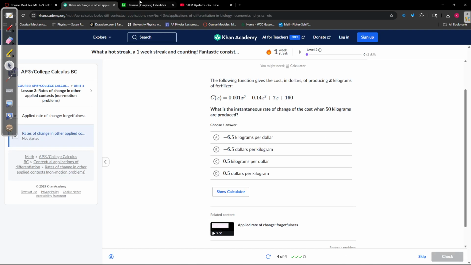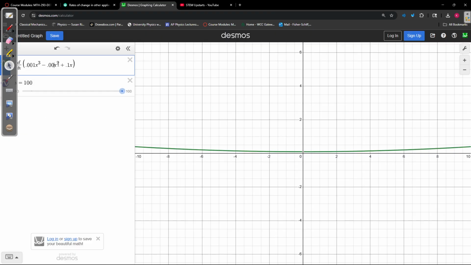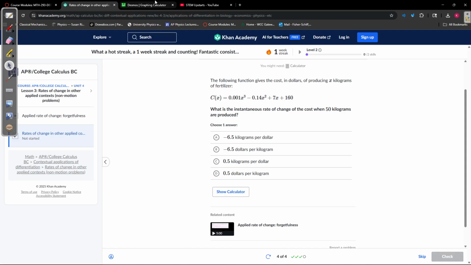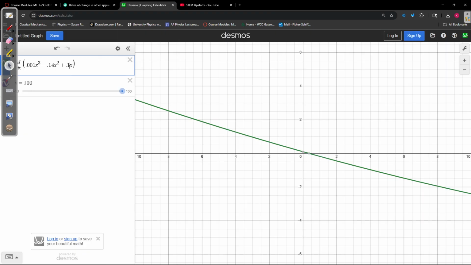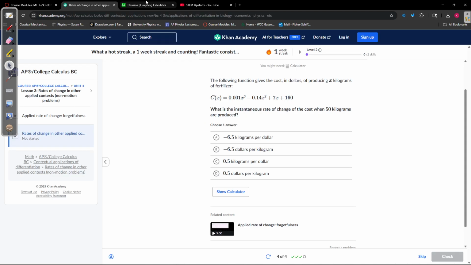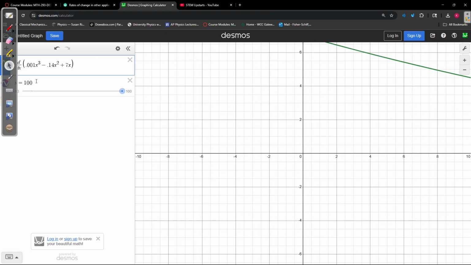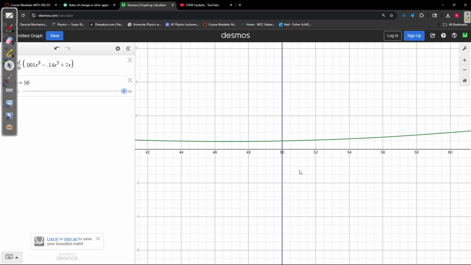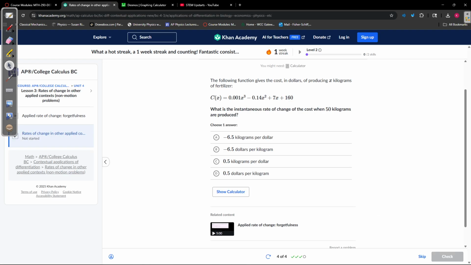0.001 x cubed minus 0.14 x squared plus 7x plus 160. And we're doing this when x equals 50. So what do we find? 0.5. So the answer is going to be, and remember, with respect to x is kilograms, so $0.5 per kilograms.